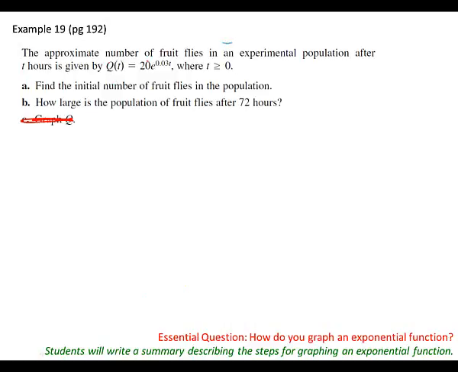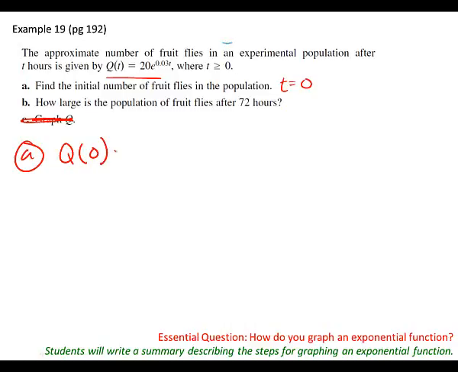All right, so we've got the approximate number of fruit flies in an experimental population after T hours is given by that function. Again, they gave it to you, okay? Find the initial number of fruit flies in the population. What are you going to put in for T for the initial number of fruit flies? 0, right? Because your initial amount starts at time 0. All right, so you had to figure that out. They weren't explicit about it.